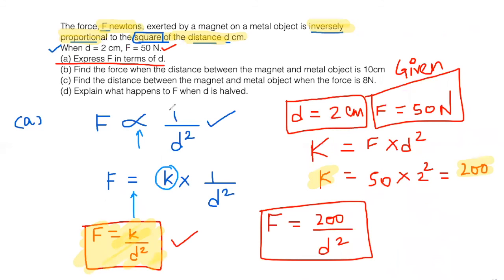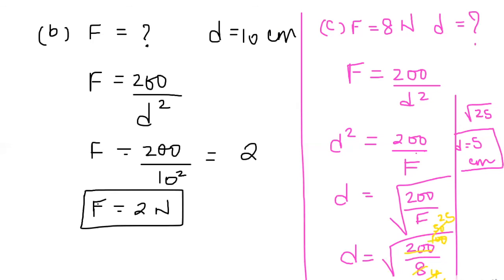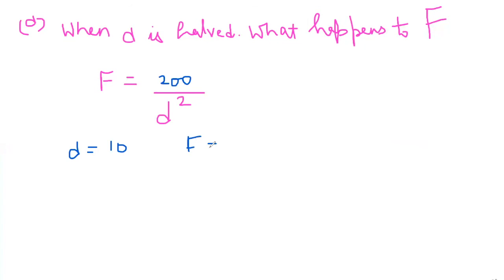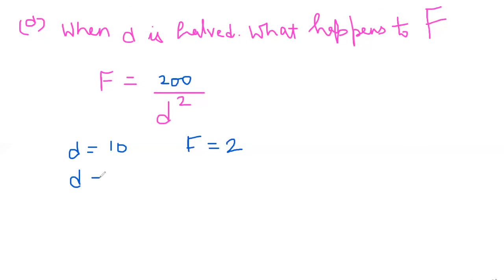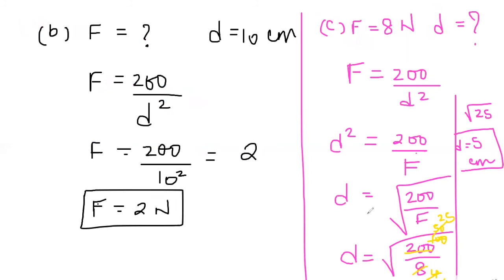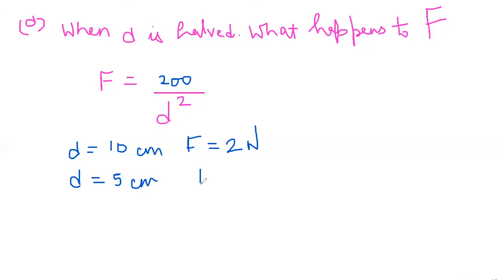Now explain what happens to F when d is halved. When d is 10, F is 2. Right? We have this answer. And when d is 5, F is 8. So you already have this information from the previous parts which we have solved. So you can see what has happened here. d is halved. So d was 10 initially and this is halved. Observe what is happening to force. As d is becoming half, what is happening to force?